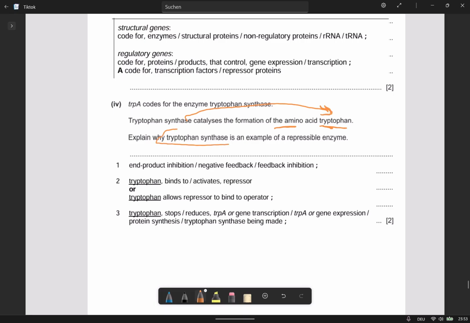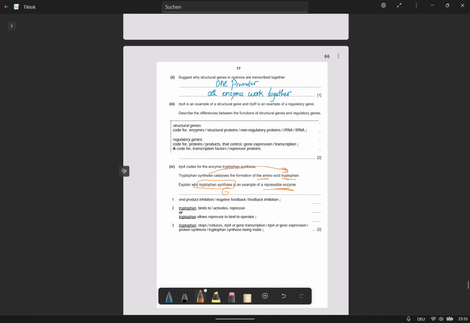Explain why tryptophan synthase is an example of a repressible enzyme. So firstly, whenever there is a lot of tryptophan, it causes end product inhibition to inhibit the enzyme. So this means this enzyme is not always working. It is repressible. It can be repressed. Okay, so the tryptophan binds to the repressor and activates it, which means that this enzyme is not always active. So the tryptophan prevents this gene from being synthesized.